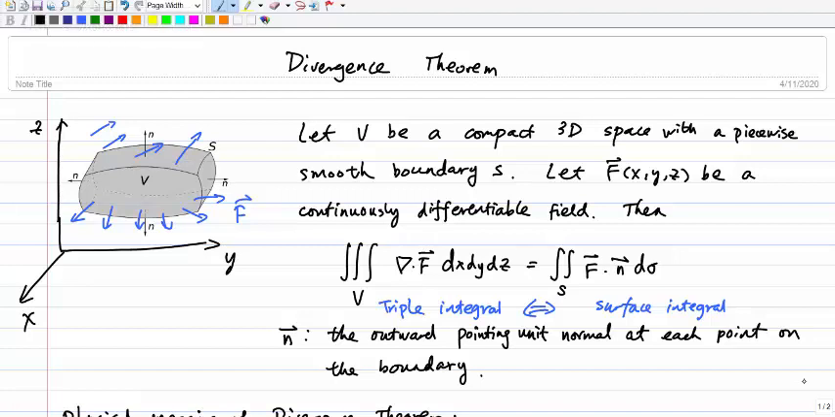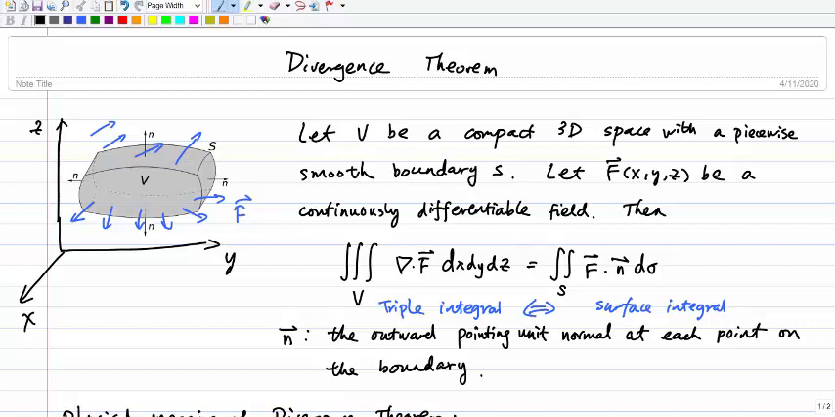Okay, in this lecture, I'm going to talk about the divergence theorem. This is the last theorem in the series of three theorems. In the previous several lectures, I talked about Green's theorem and Stokes' theorem, and this is the last theorem, called the divergence theorem. The divergence theorem talks about the relationship between two types of integrals, the triple integral and the surface integral.